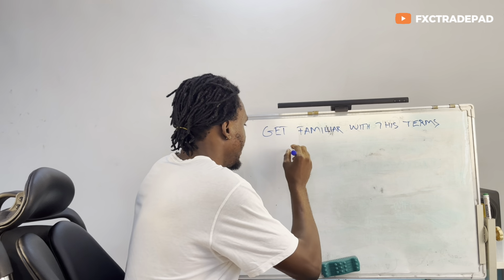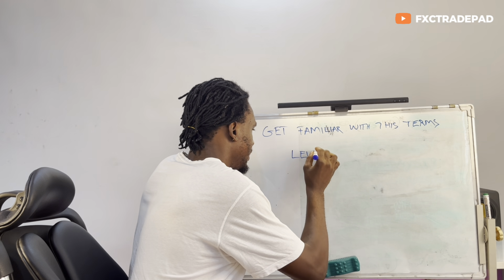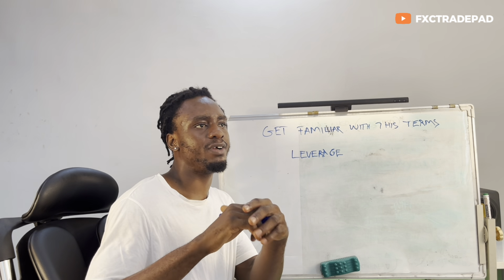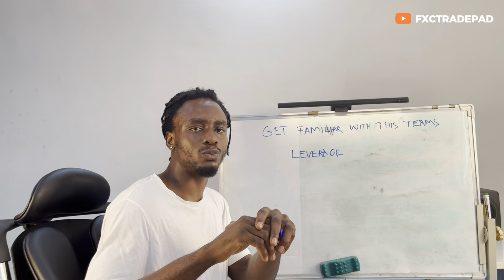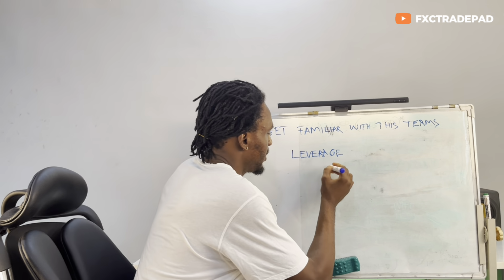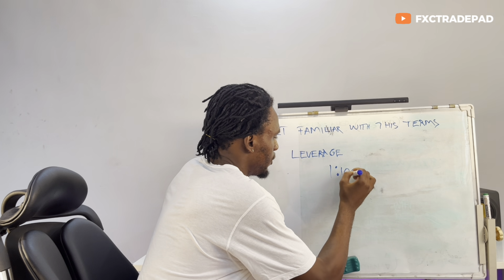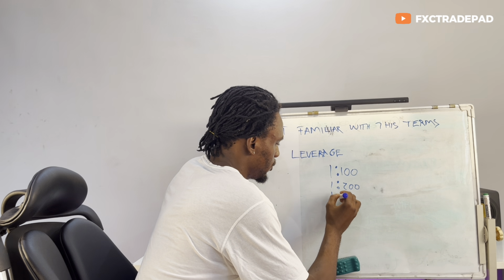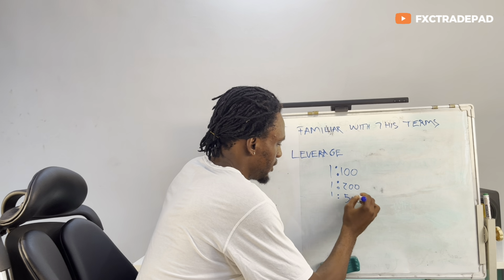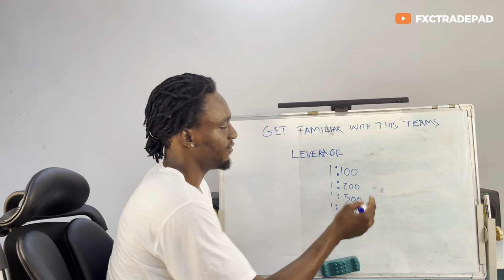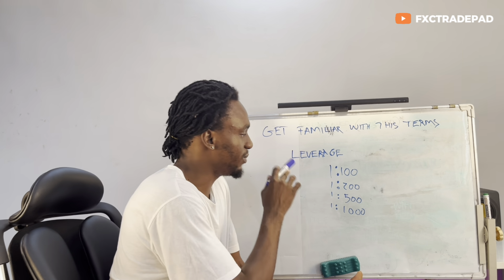The first one is leverage. I'm going to write and explain leverage. When you are opening a forex broker account with the one I recommended to you, there is a place where, after inputting your IDs to create an account, you will see something that says leverage. It comes with, let me give you an example, 1 to 100, 1 to 200, 1 to 500, 1 to 1000. Some even have unlimited. But these are the most basic ones that you will see.